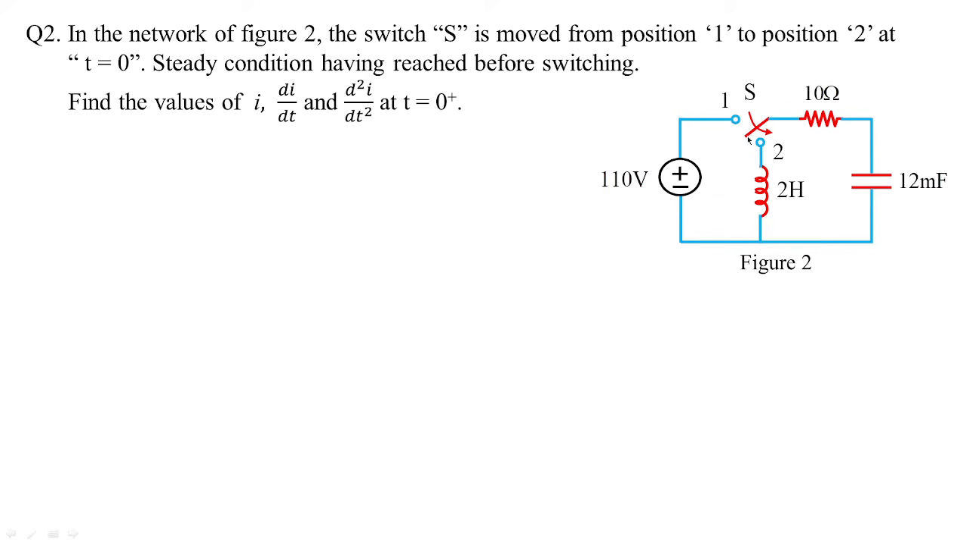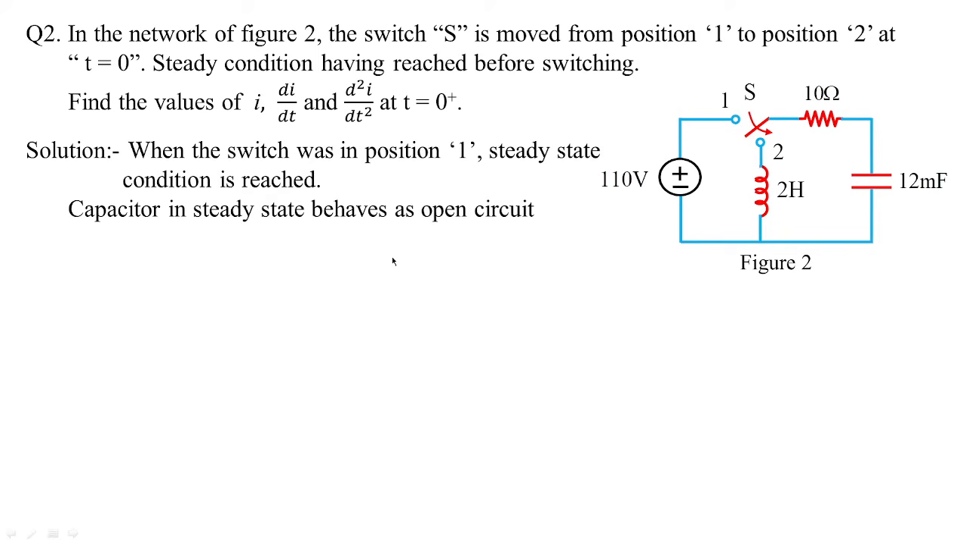So step by step we'll follow. First we have to assume the current conditions when the switching position is placed at 1, and at t equal to 0 the switching position is changed to 2. So before switching what is the condition, after switching what is the condition. Before switching the steady state conditions are reached, and a capacitor in steady state behaves as an open circuit. This is a very important factor. Capacitor in steady state behaves as an open circuit. So this capacitor is going to get open circuited when the switch was at position 1 and the steady state conditions have been reached.